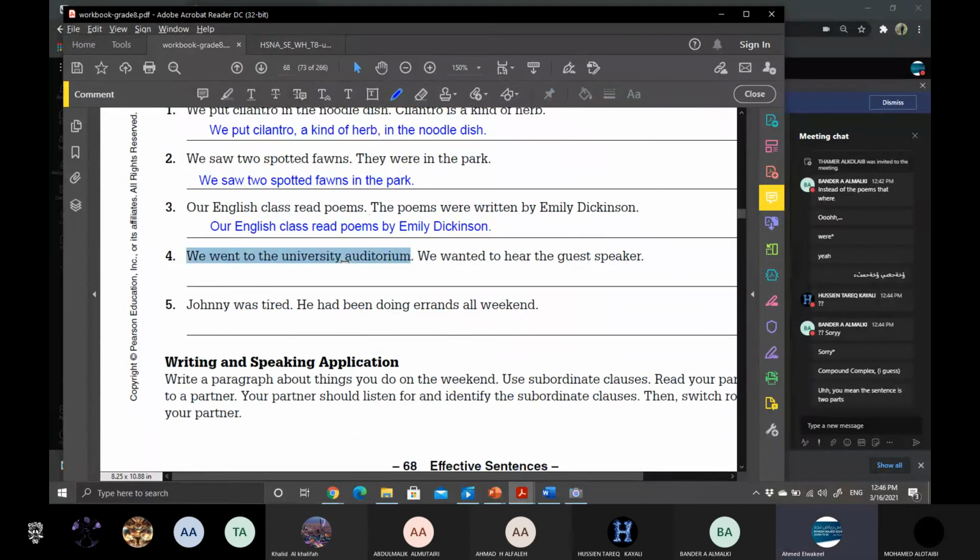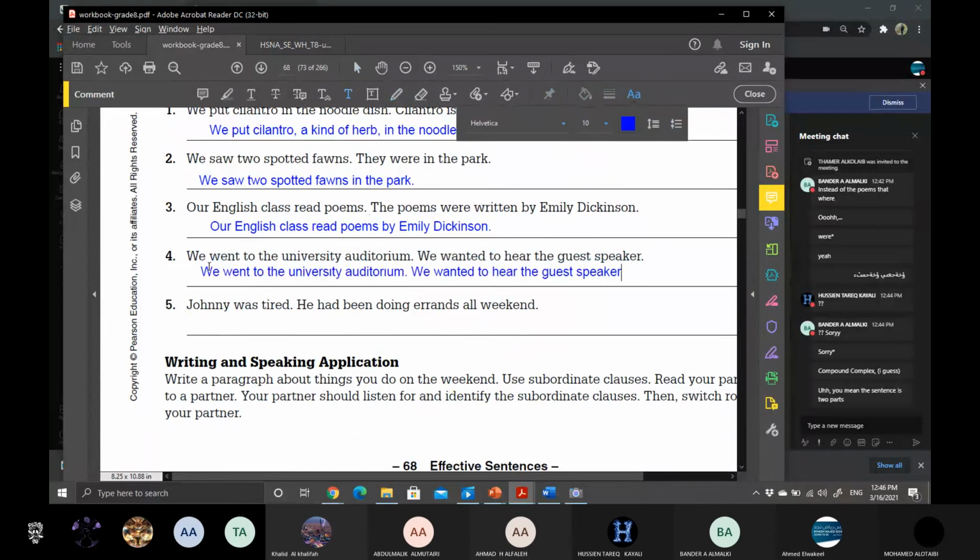Next one, we went to the university auditorium. We wanted to hear the guest speaker. So simply, we went to the university auditorium. Why? To hear the guest speaker. Just like that. Now you changed the two sentences into one phrase.